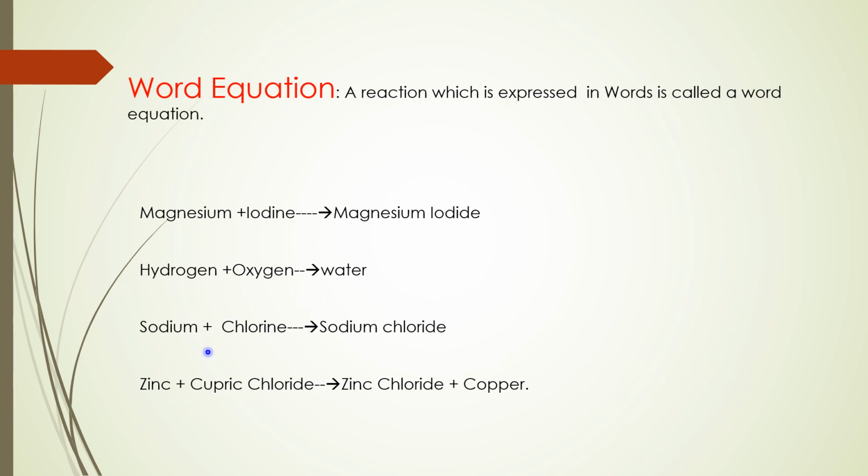Sodium reacts with chlorine to give sodium chloride. This is also written in words. So, all these reactions which are expressed in words are called word equations. Magnesium plus oxygen gives magnesium oxide. So you expressed that chemical reaction in words. Such a reaction which is expressed in words is called a word equation.